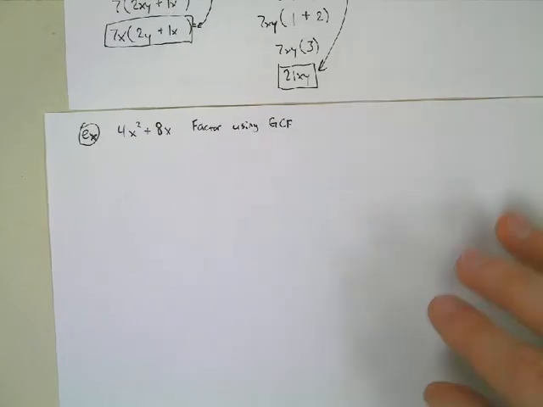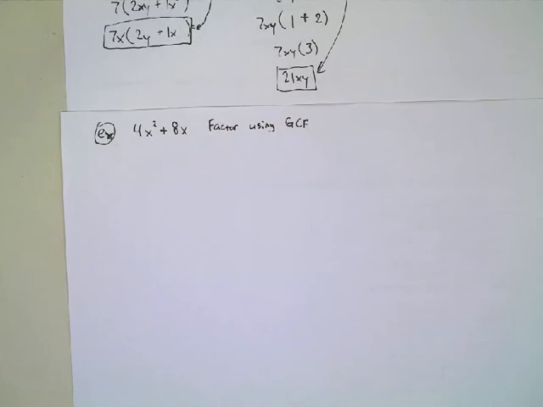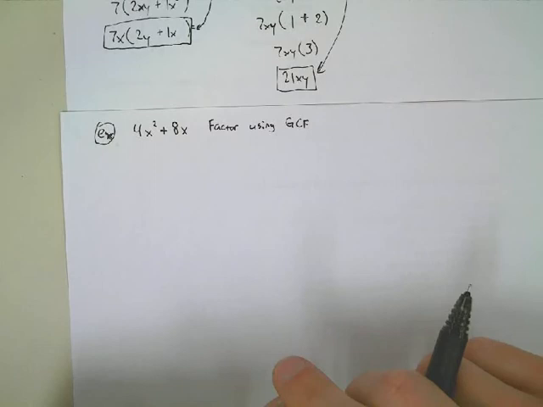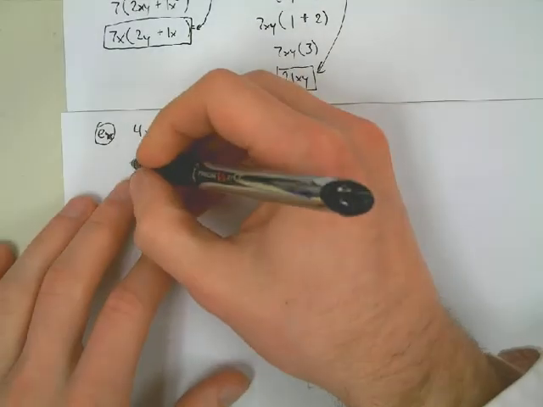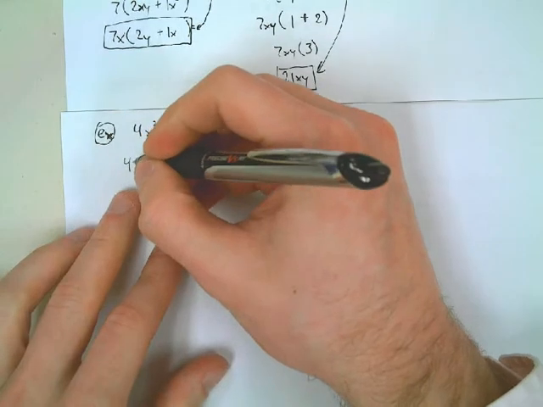So Kyle, for 4x squared and 8x, can you tell me something that divides both of those evenly? 4. Okay, great. So we can pull a 4 out. Again, I'm doing it our way we just talked about, and then I'll go back to the other way. So we pull out a 4, we're left with x squared plus, taking out a 4 from 8x, what's left? 2x, yeah.